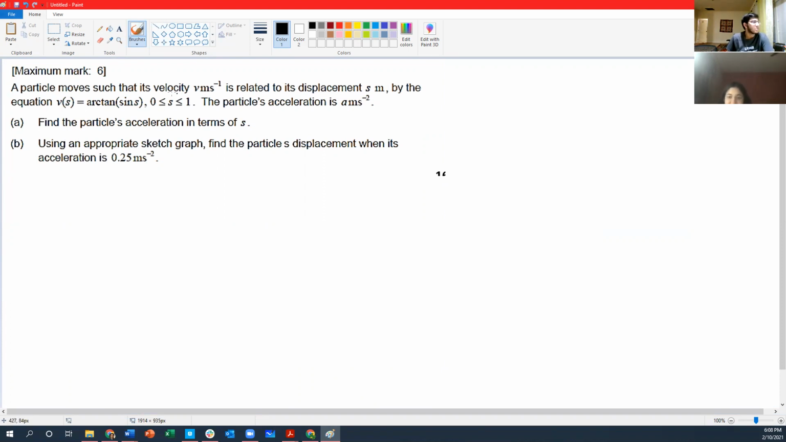Anyways, so a particle moves such that its velocity v in meters per second is related to its displacement by the equation. So this is the equation for velocity, and that's the particle's acceleration. So we need to find the acceleration in terms of s. So we know that acceleration is dv/dt, right?